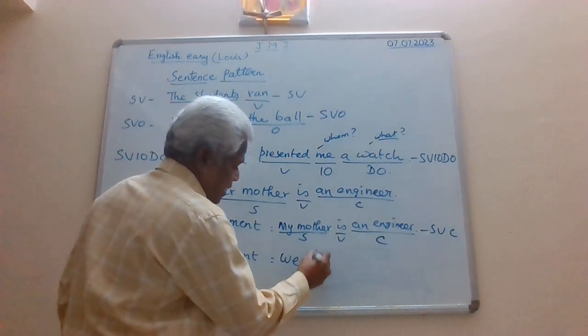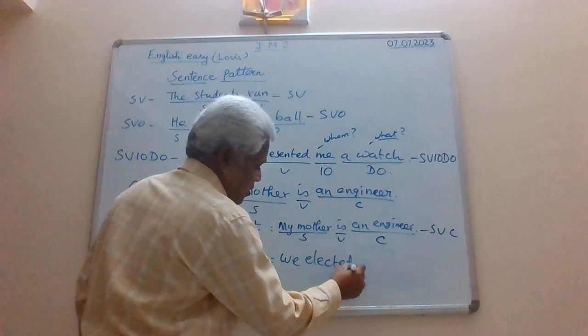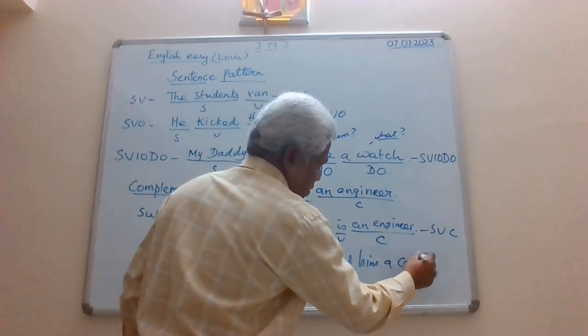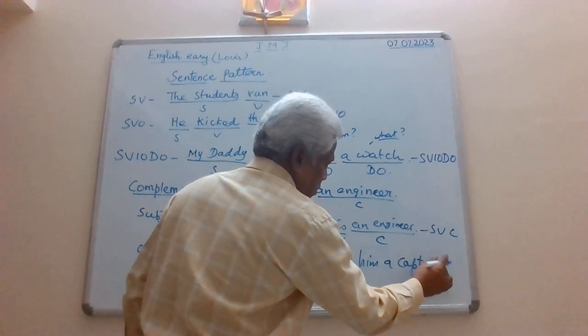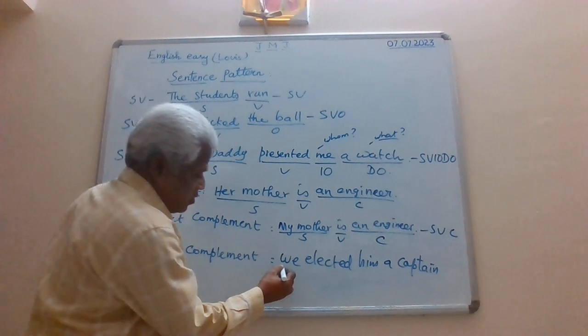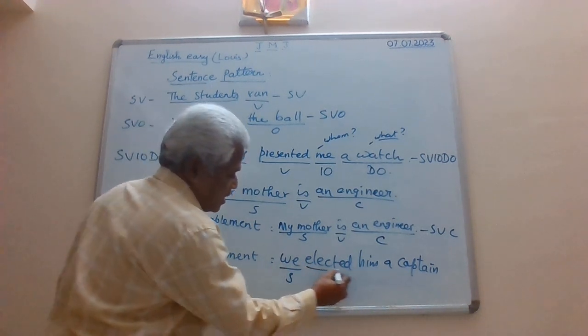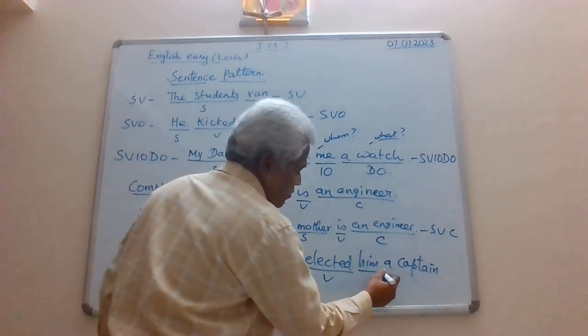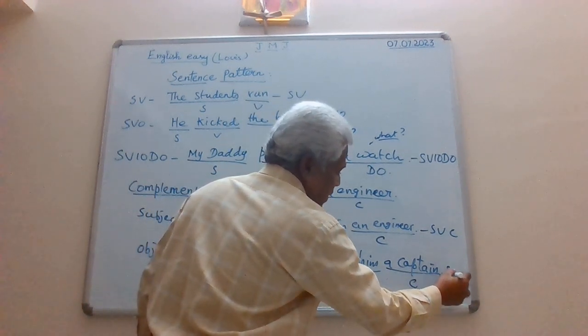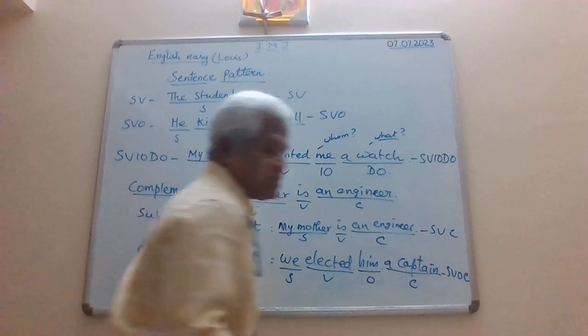We elected him a captain. See, we elected him a captain. Now you know, we is your subject here, elected is your verb, him is the object here, a captain is your complement. Of course, the pattern of the sentence is SVOC.